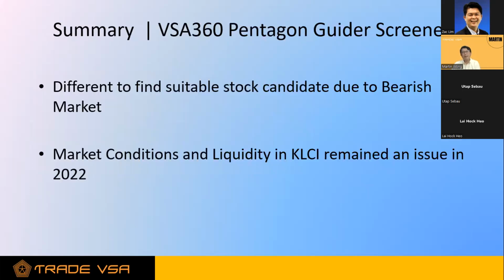So in summary, the VSA 360 Pentagon, right now in 2022, it's very difficult to find suitable stock candidates due to the bearish market condition. And market condition, liquidity in KLCI remains an issue right now, right? But what we back tested in the past may not be the same in the future. But what we are hoping is, if the market condition is the same, then we are likely to do well. But the market condition has changed.